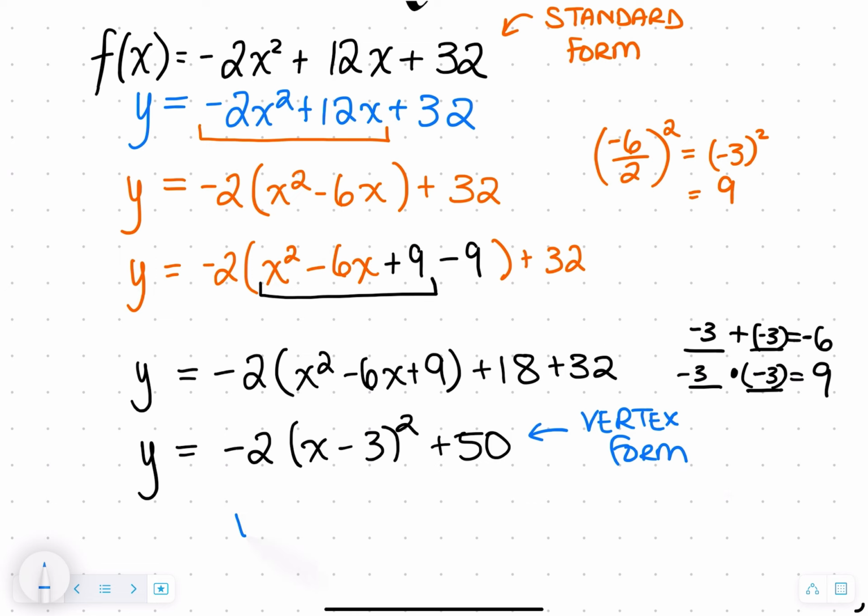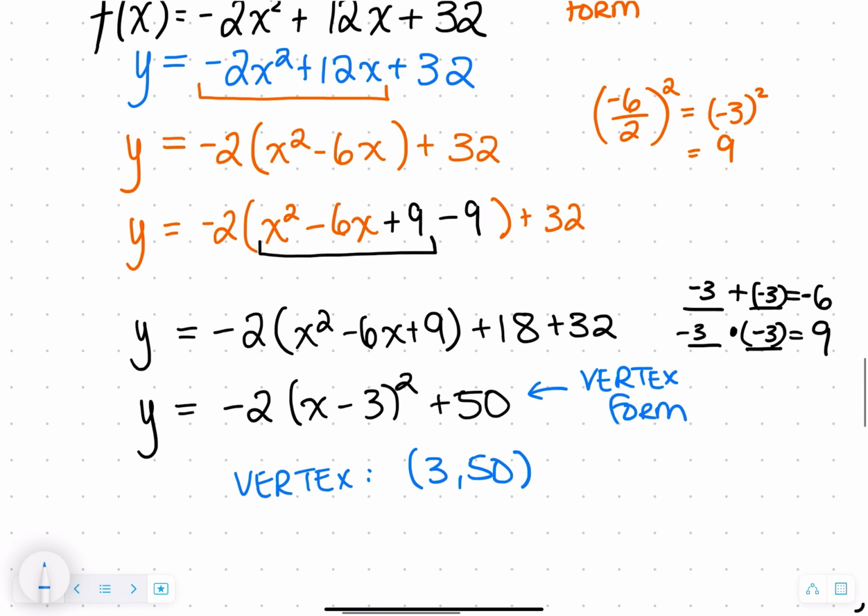And the vertex is (3, 50). Because we know the vertex, we now know that the max value is the y value, which is 50, and we also know the axis of symmetry, which is x equals 3.